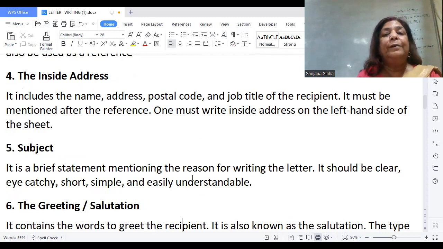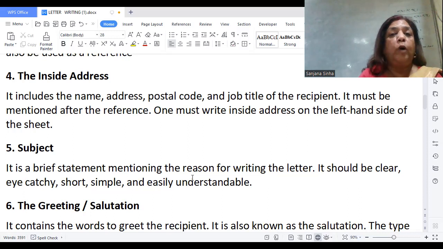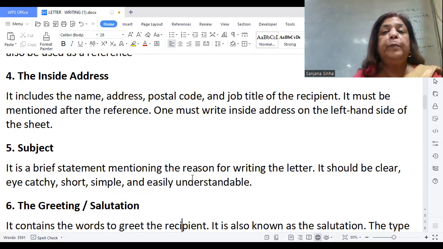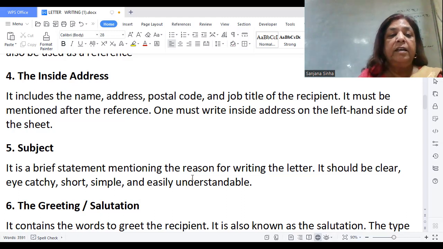The inside address. There is a lot of confusion about what an inside address actually is. The inside address is the address of the person you are writing the letter to. The name of the person you are writing to, their job title, and their address. Whatever will be on the envelope will be inside the letter. After the date and the reference, you write the inside address. It includes the name, address, postal code, and the job title of the recipient, the person who is going to receive this letter. It must be mentioned after the reference, and one must write the inside address on the left-hand side of the sheet.